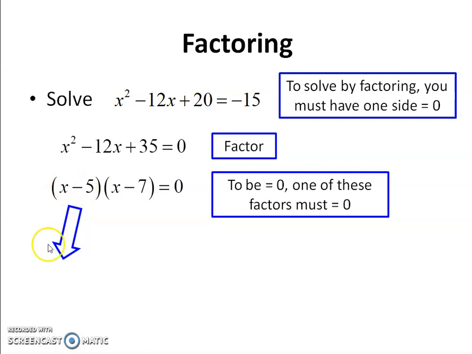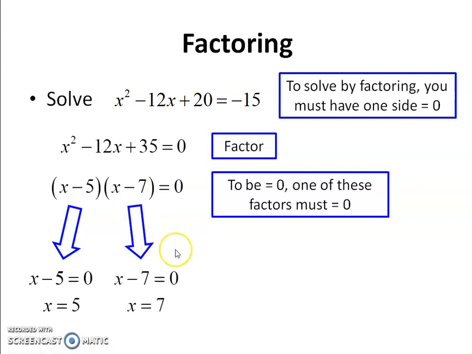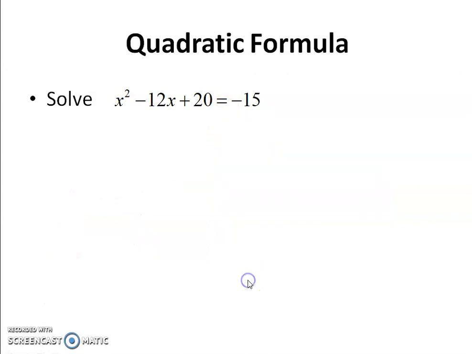Case 1, if this factor is equal to 0, means that x has to be 5. If I plugged in 5, this works out to be 0, kind of like the same theory that we used when we looked at restricted values in rational expressions. And for this factor to be equal to 0, x would have to equal 7. And just like in the previous example, those are the 2 answers. If I plug them both back in here, they would both work.